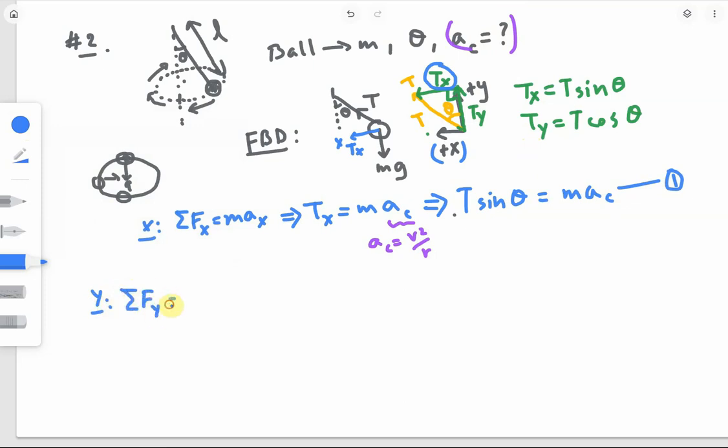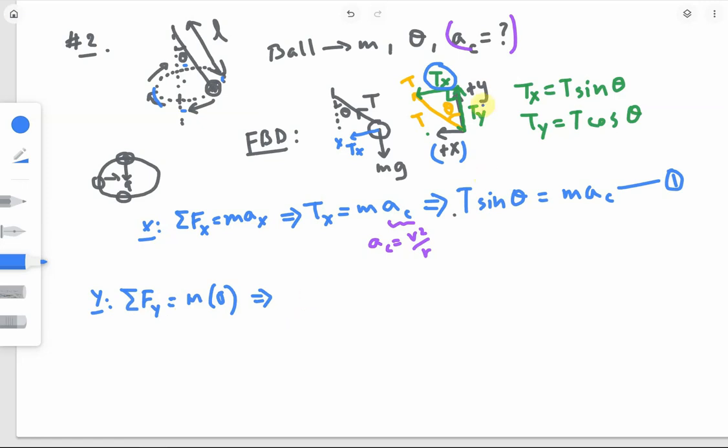In the y direction, what is our summation of forces? What is our Newton's second law? Summation of Fy is equal to m times A in the y direction. Well, what is the acceleration in the y direction? There is none, because this is a ball rotating in a horizontal circle. So there is no vertical motion. Hence, on this side, we have mass times acceleration in the y direction, which is 0. So this side is completely 0, meaning that the forces in the y direction are balanced, right?